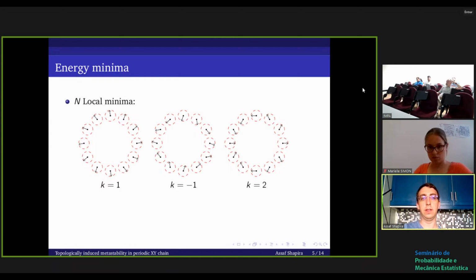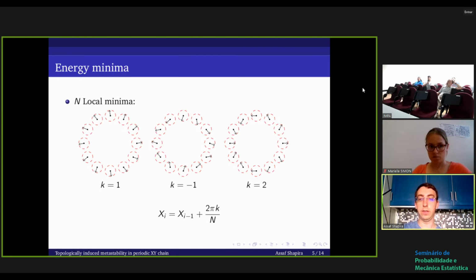So the first one to the left, we see that the distance between the spins is not 0. So the angle between neighboring spins is not 0, but it's still very small. It's 2 pi over n. If we go to the second one, it would be minus 2 pi over n. In the third example, k equals 2. The angle between 2 neighboring spins is twice 2 pi over n, which is larger, but still, if we're thinking of a large system of n, which is very big, then it would still be a very small energy.